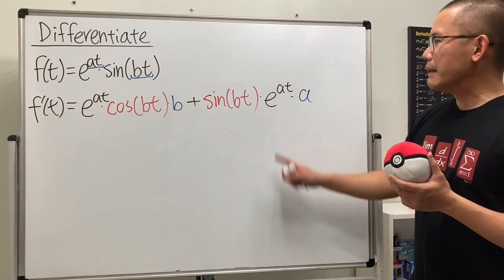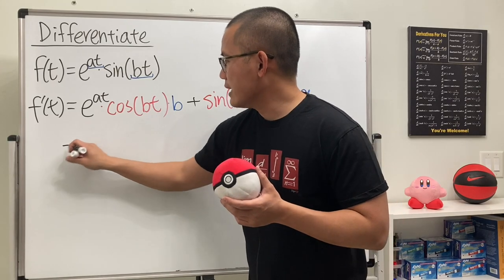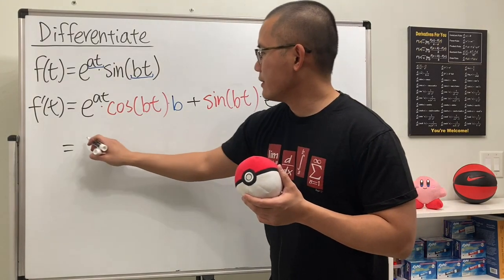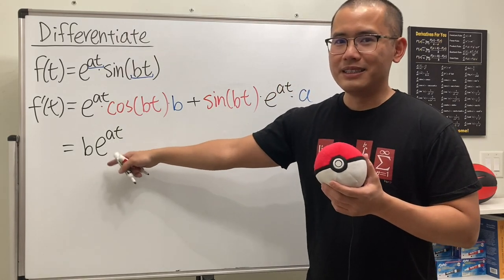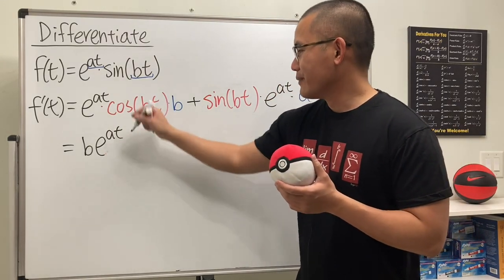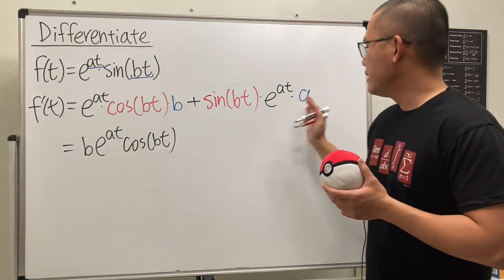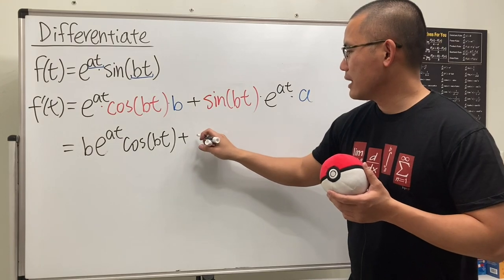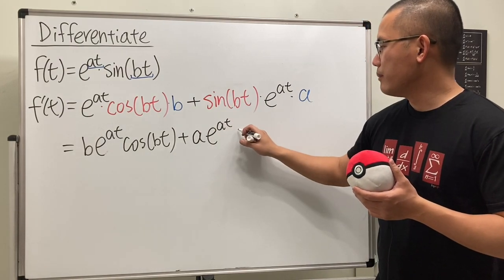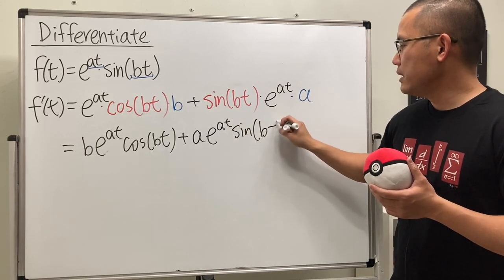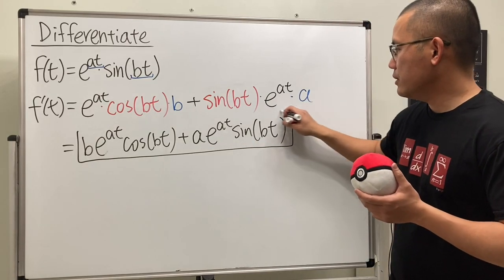And in the end, perhaps I'll just put this in the front and then also the a and b in the front. So I will write this down for you guys. In this case, I will just have b e to the at, and I see this is pretty funny, but anyway. This right here, multiplied by cosine of bt, and then a in the front, right? So we have plus a, and also this in the front, e to the at's power, and multiplied by sine of bt. So I think this right here is pretty good.